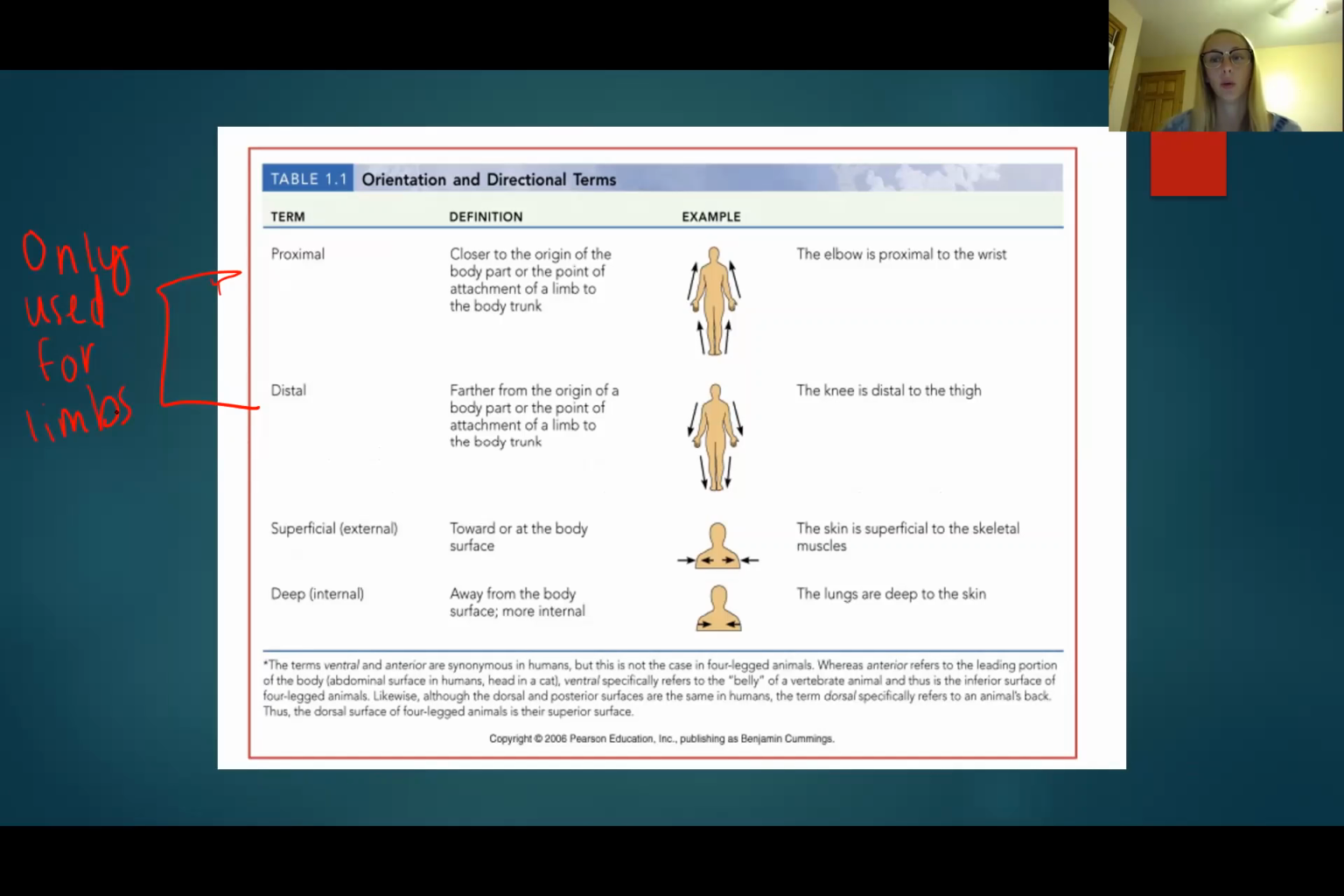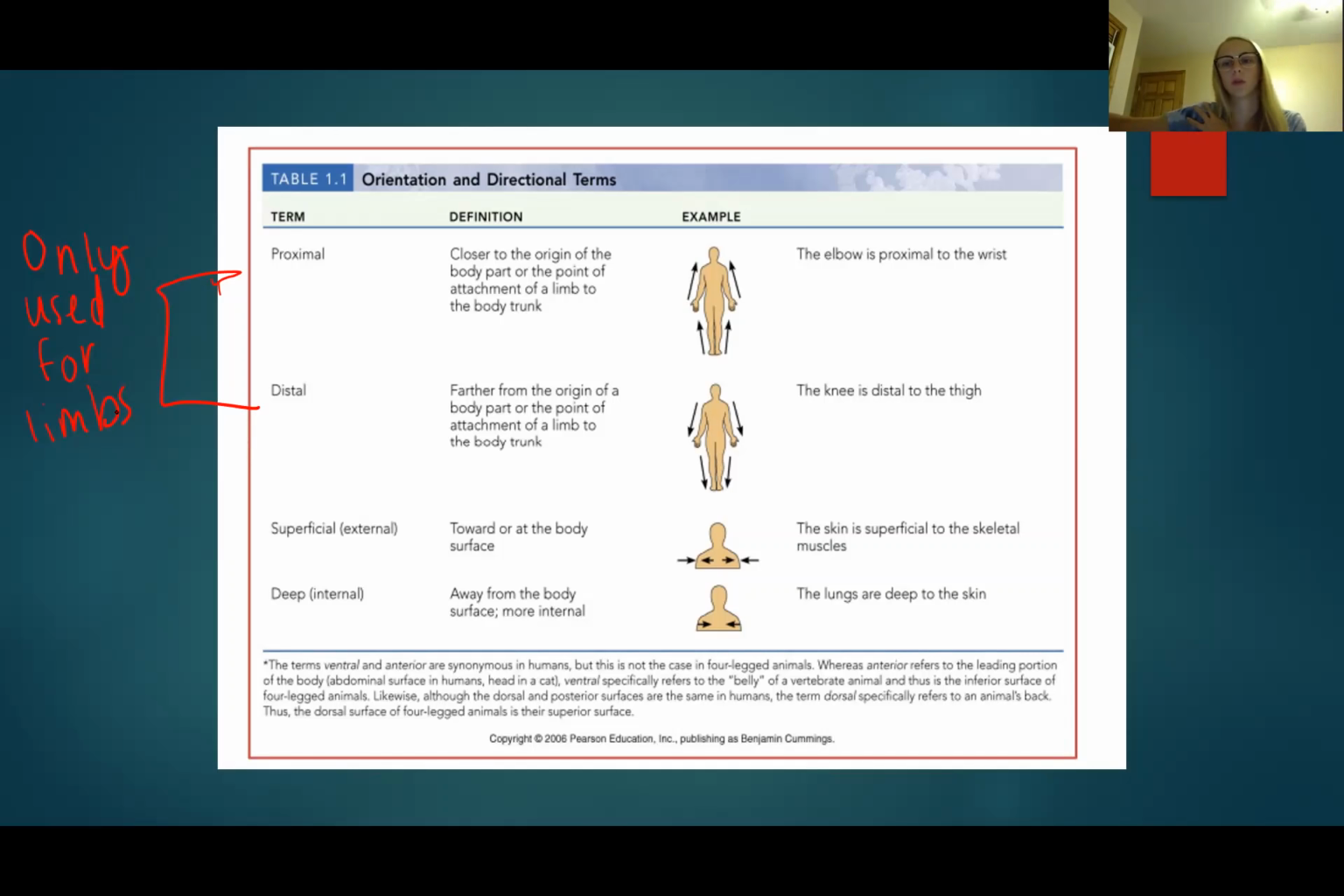Proximal and distal are only used for limbs. Proximal and distal you use for your arms and your legs. Superior and inferior you use for the trunk of your body. You use for the middle of your body. So proximal, when we think of proximal, we say sometimes that's in close proximity. It's close to us. It's in close range. So proximal is referring to the closer to the origin of the body or the point of attachment of a limb.